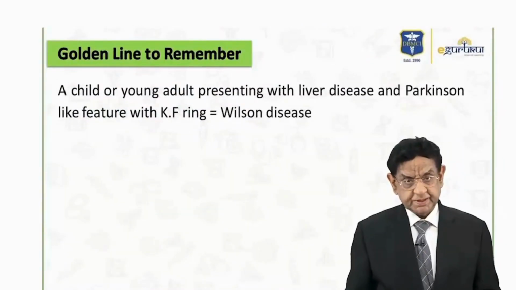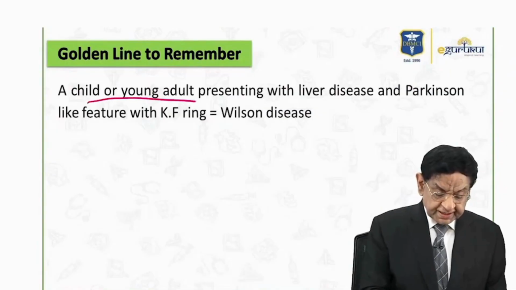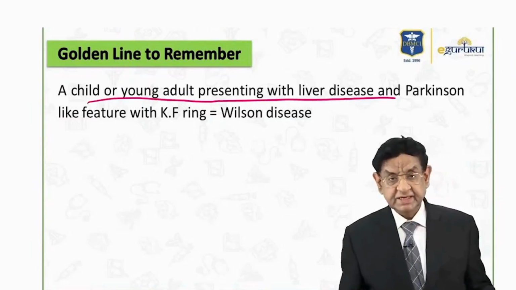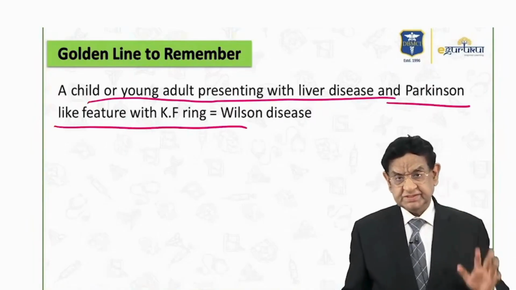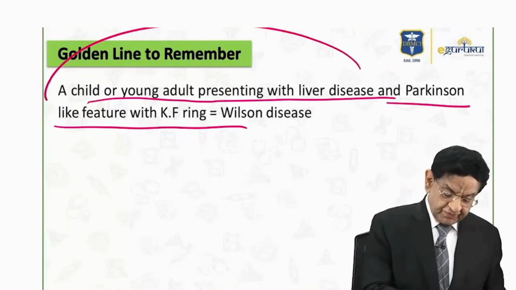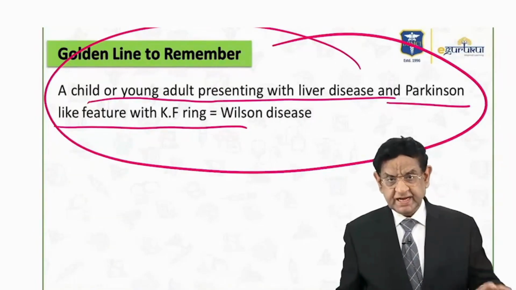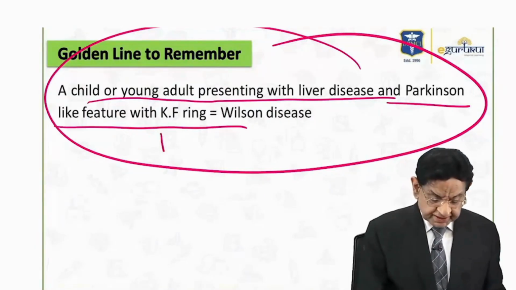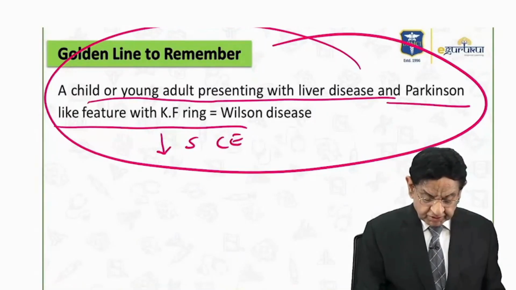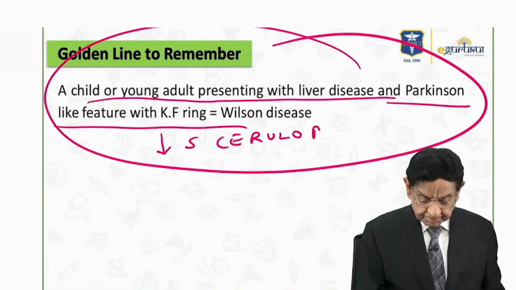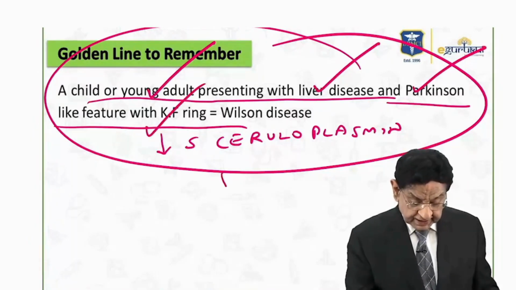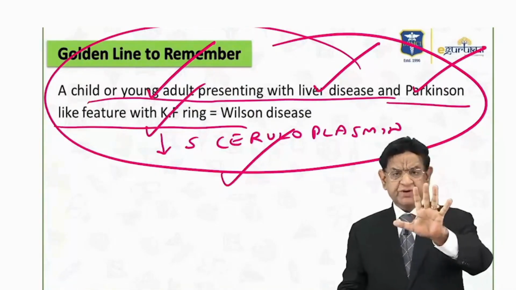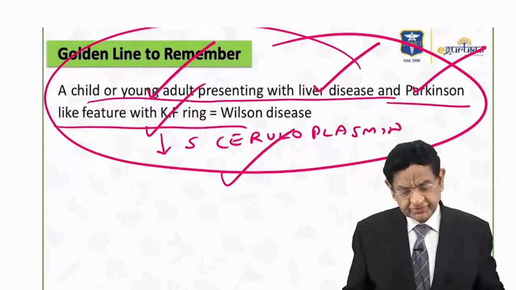Golden line to remember: a child or young adult presenting with liver disease and Parkinson-like features with KF ring, this is Wilson disease. Forget everything, your entire question will be based on this. Additional thing you can write is reduced serum ceruloplasmin level. That's all. First keyword, second, third, fourth and fifth. There are only 5 keywords you remember. You can answer any question on Wilson disease.